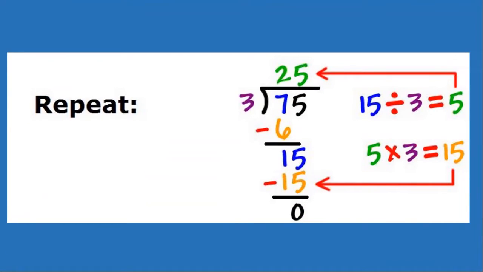Once we do that, we just simply repeat. How many times can 3 go into 15? We can do that if we know our multiplication table, or we can also divide. So in this case, 15 divided by 3 equals 5. We put that number 5 on the top. 5 times 3 equals 15. We now subtract 15 minus 15, and we have a 0 remainder. Once we have 0 remainder, we are done. The division problem 75 divided by 3 equals 25, and we're done.